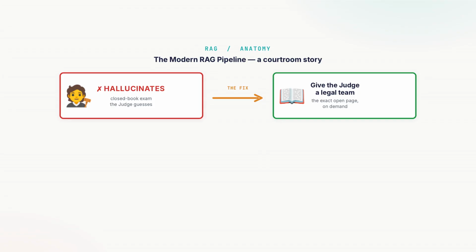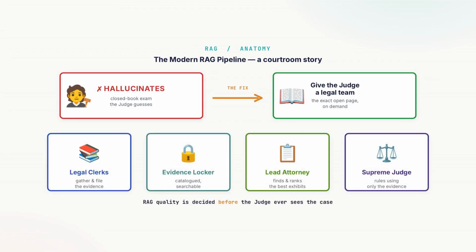Legal clerks who file every document as evidence, an evidence locker that keeps it searchable, a lead attorney who finds and ranks the exact pages, and the supreme judge who rules on the evidence alone. Remember this line: RAG quality is decided before the judge ever sees the case.